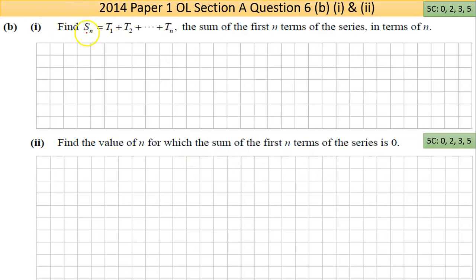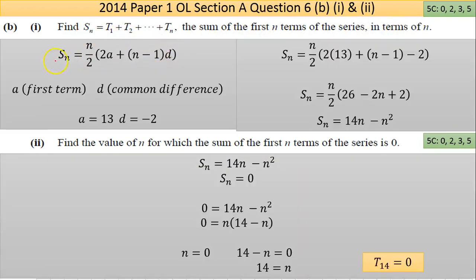Coming on to B, part 1. You're looking at the sum of all the terms, T1 plus T2 plus so on. Find the sum of the first n terms of the series in terms of n. So find that particular equation. This formula is taken from the maths tables, and I'm working in general terms here. What's a? It's the first term, which is 13. What's d? It's the common difference. That's going down by 2, so it's negative 2. So I've got what I need for the equation.